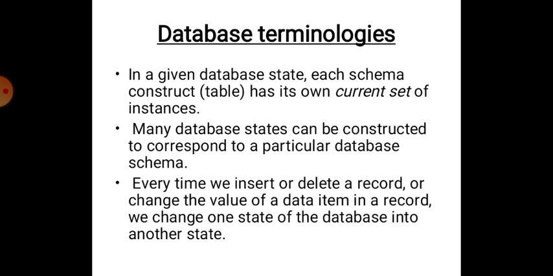In a given database state, each schema construct, the table, has its own current set of instances. Many instances can be constructed to correspond to a particular database schema. For a given database schema, there can be a number of states. Database state changes as we add a record, delete a record, or update a record. Third, every time we insert or delete a record or change the value of a data item in a record, we change one state of the database into another state.